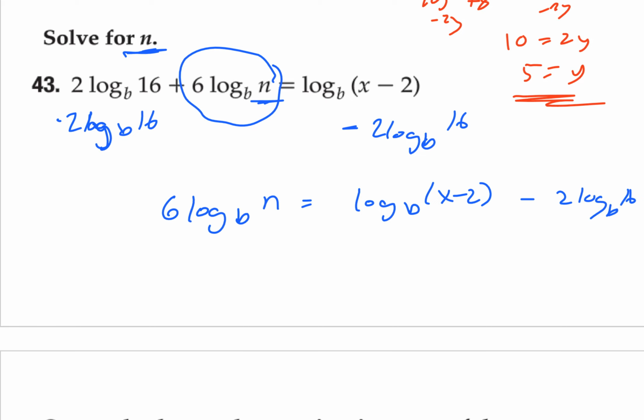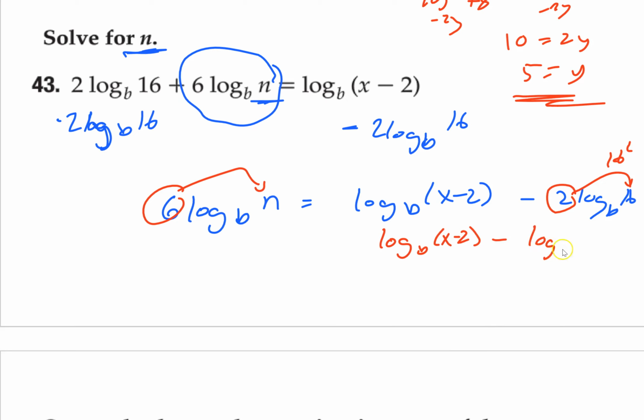Now I get to here and it's just like a normal problem. You want to get rid of the logs, right? I want to get rid of all these ugly logs. So I take the base of both sides. I can't do it yet though. I gotta condense everything. I gotta move this 6 over here to be a power. I gotta move this 2 over here to be a power. It's gonna be 16 squared. I have no idea what that is. And then you have a minus sign, right? That means subtract. It does mean to subtract, but in log that also means divide.